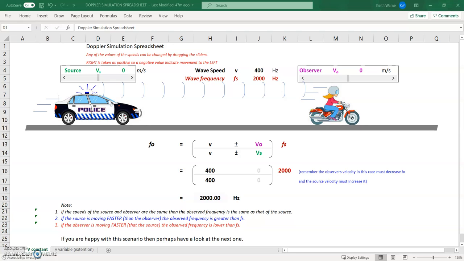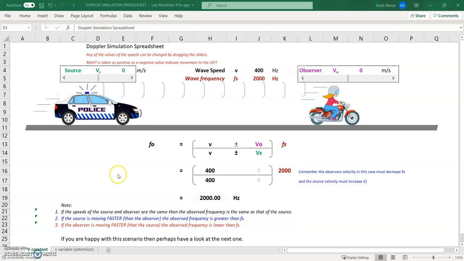Right, so this little Doppler simulation spreadsheet that I was messing about with might just help to visualize some of what's going on. I'll just quickly show you how it works, and then you can mess about with it yourself. You can download it from the page if you want to.